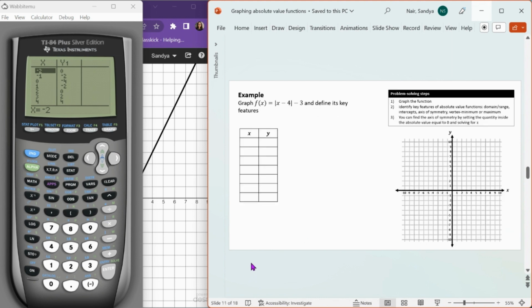Okay, so now let's practice with some more examples. So let's try graphing the absolute value of x minus 4, minus 3, and define its key features. So the points that I'm going to use are 1, 2, 3, 4, 5, 6, and 7.